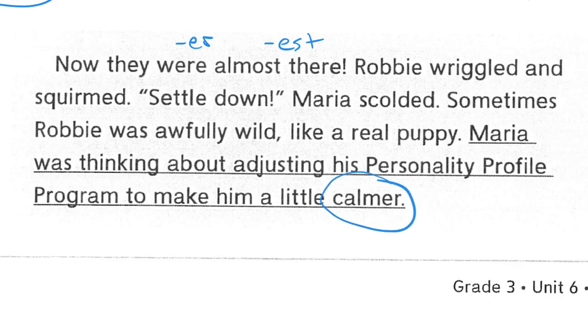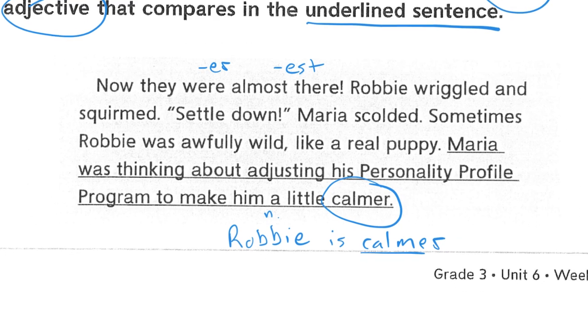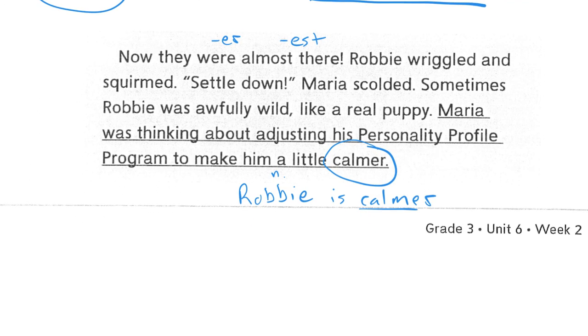Do we think calm is an adjective? Well, Robbie is a noun, because that's a person. Could I say that Robbie is calm? Yes, I can. So that means calm is an adjective, and calmer would be my descriptive adjective. So that works for me if it works for you. Let's move on to the next page.